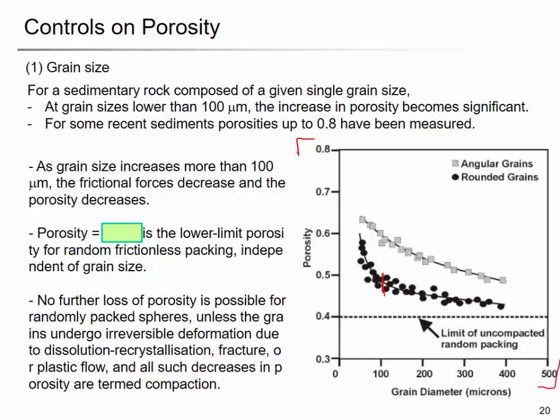As the grain size increases more than 100 micron, the frictional forces decrease and the porosity decreases. So as you go this direction, frictional force or electrostatic force becomes insignificant compared to the gravitational force. So here, gravitation controls, and here, electrostatic, or the friction, surface relative force controls.